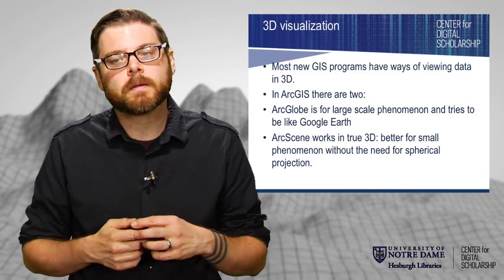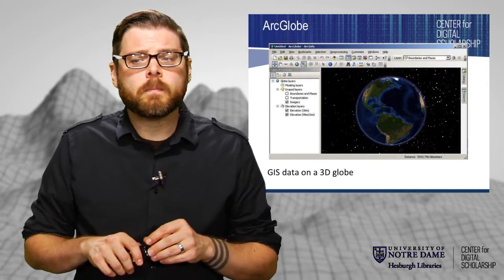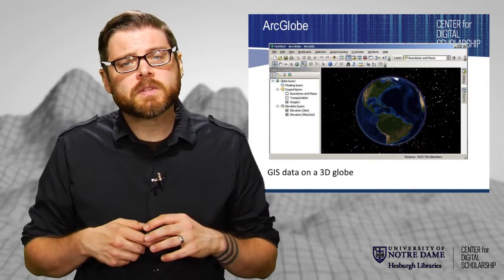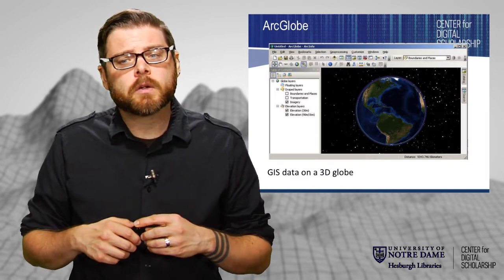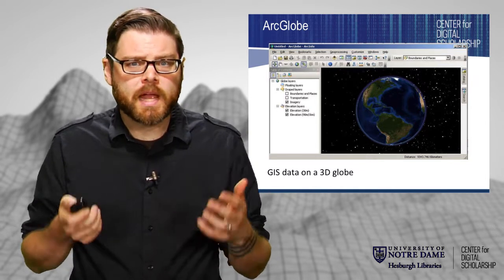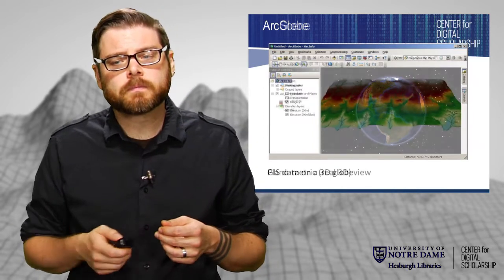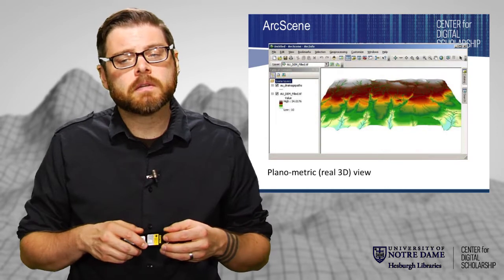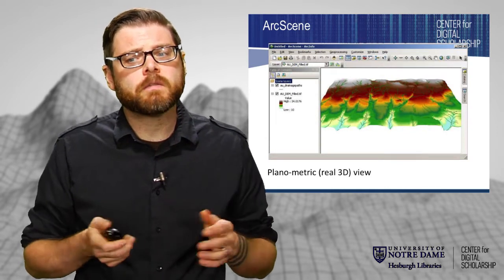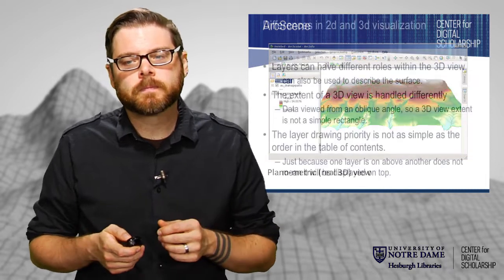spherical projection on it. So if we wanted to look a little bit at ArcGlobe, we're not going to experiment with this much in the demonstration, but I encourage you to look at it on your own. It essentially looks a lot like Google Earth, where you can add your GIS layers and manipulate some base layers in there as well. And then ArcScene has this sort of planimetric 3D view, where we have our layers kind of stacked on top of each other.